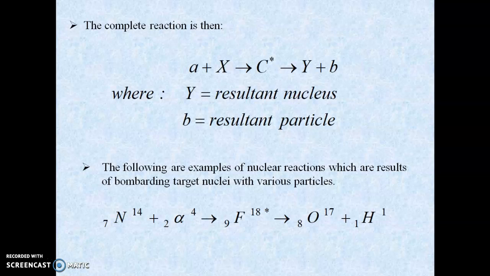The following are examples of nuclear reactions which are a result of bombarding target nuclei with various particles.